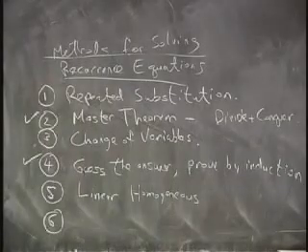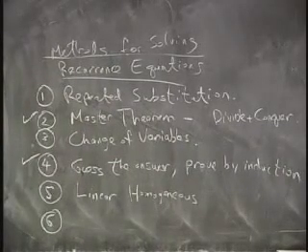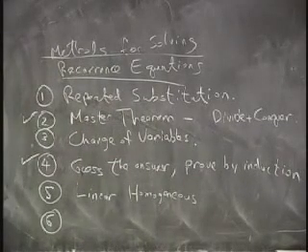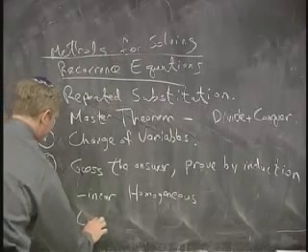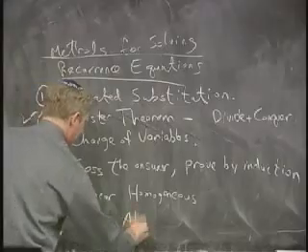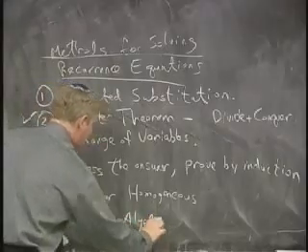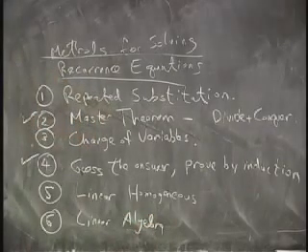Close enough. Homogeneous. All right, linear homogeneous equations. And then finally, as if you thought you'd never see it again, you can solve recurrence equations by doing diagonalization.